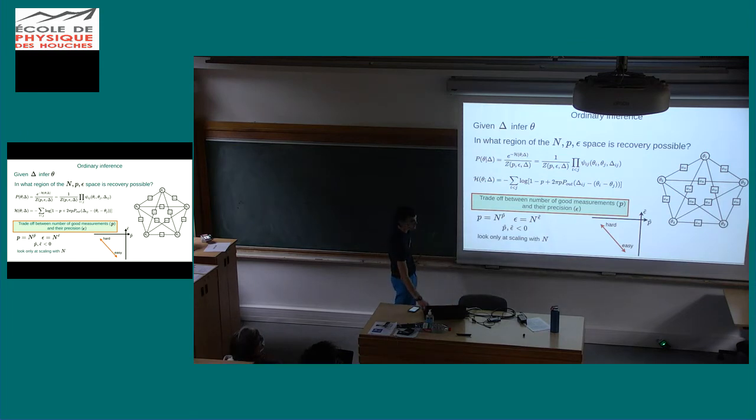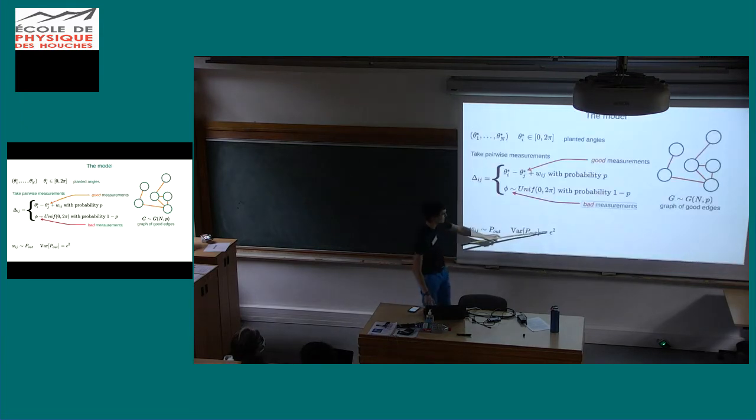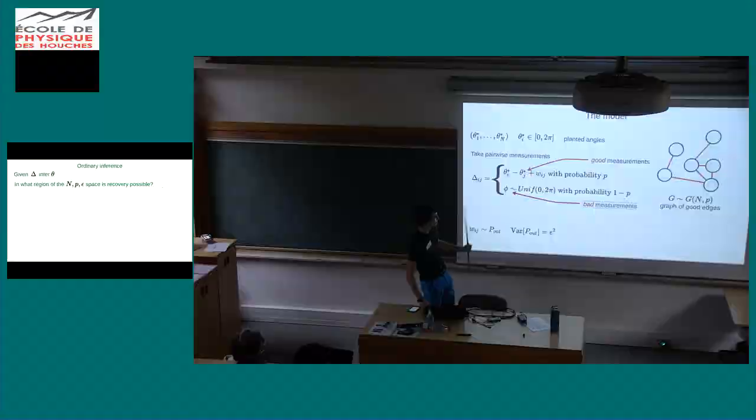Remind me that p and epsilon were? P is the probability to have a good measurement, and epsilon is the variance of the good measurements. So we have a small error on the good measurements too.